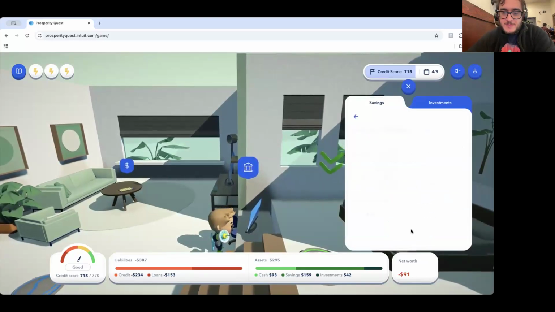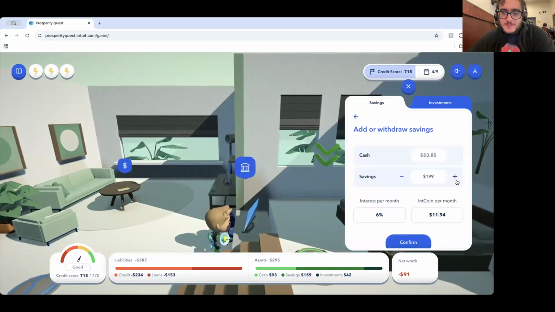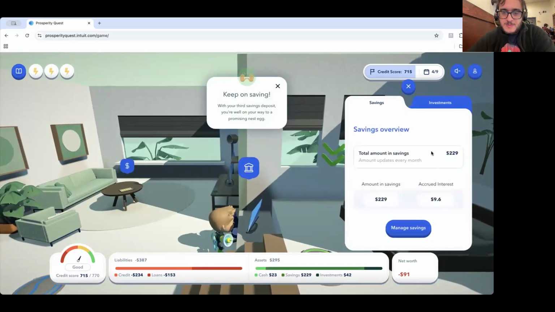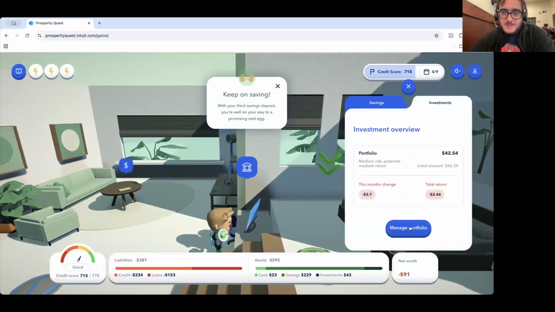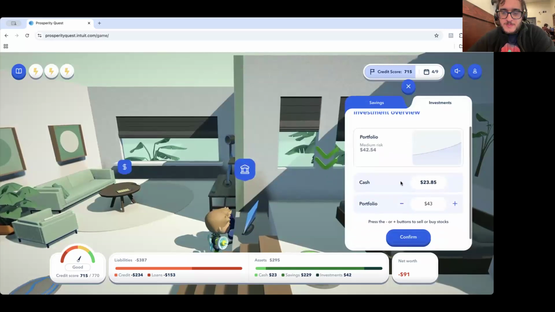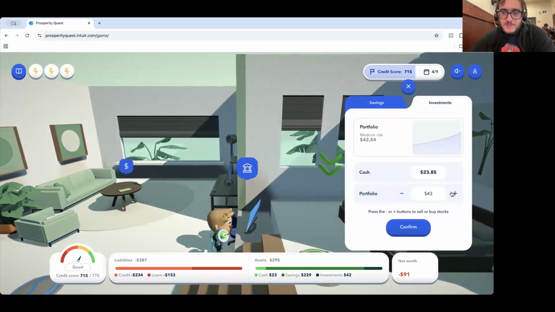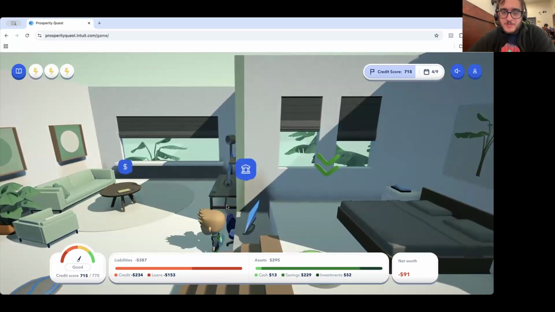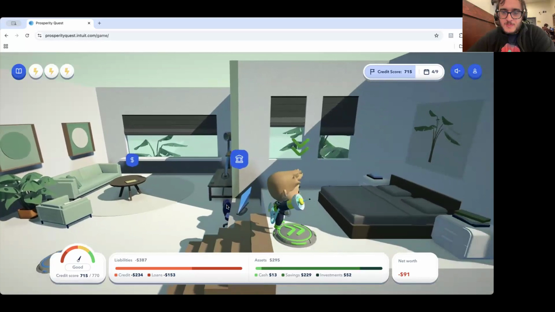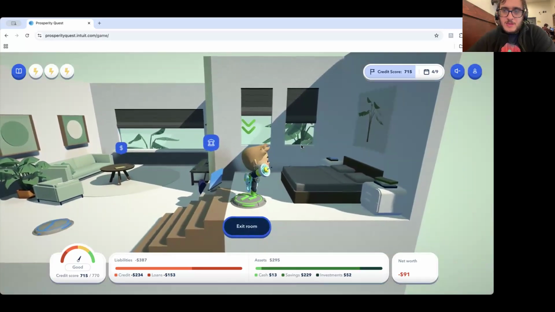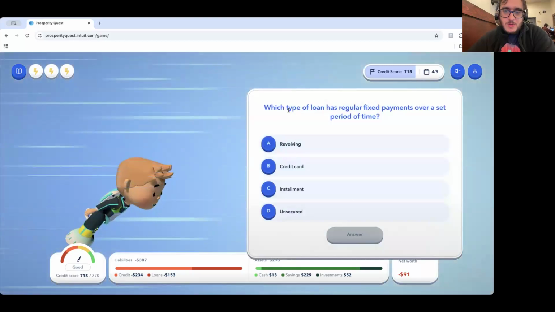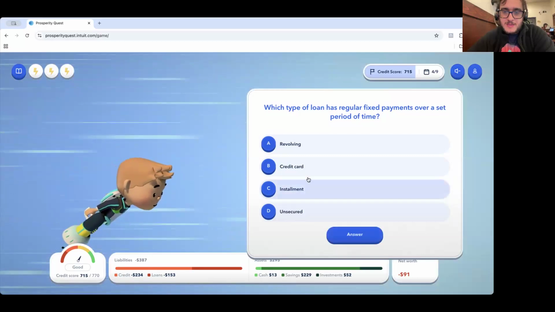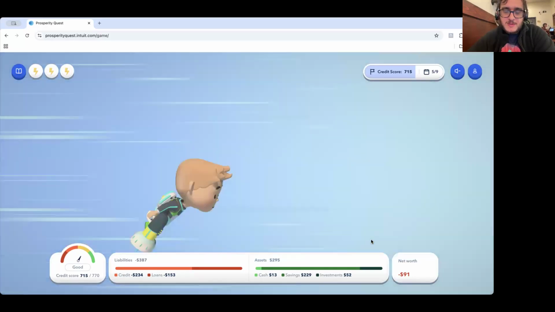So let's see if we can increase our savings. Okay, and then investments. Let's see, manage portfolio. Let's just do $10 more. Okay, cool. Now we're going to level 5, or round 5, I should say. What type of loan has regular fixed payments over a set period of time? Do this, correct?